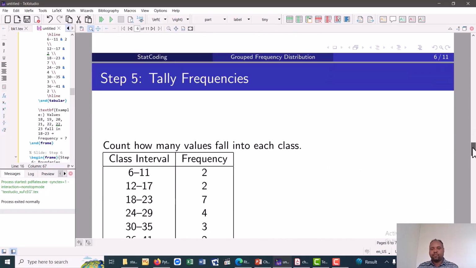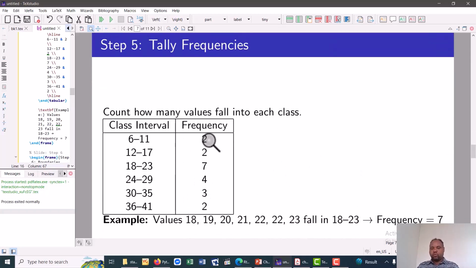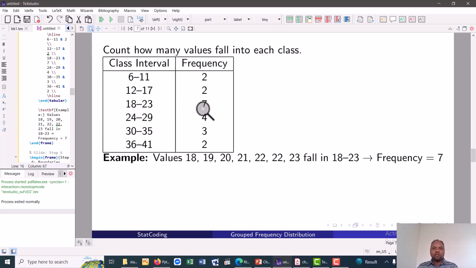So let me turn back. We have 2 students whose score is within this class interval, and 2 students within this interval, and we have 7 students whose score is from 18 to 23. This is nothing but the class intervals versus the frequencies. This is the basic grouped frequency distribution. Optionally, we can add other terms to this table, such as relative frequency, percentage, less than cumulative, more than cumulative frequencies, class marks, and much more.